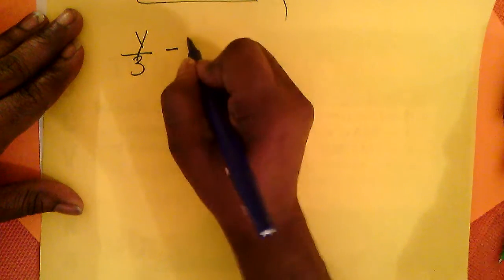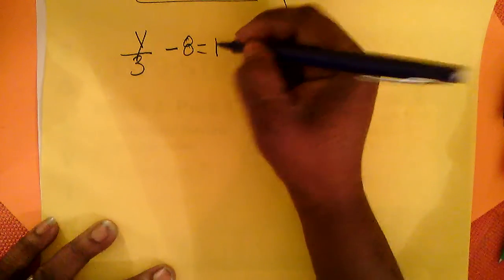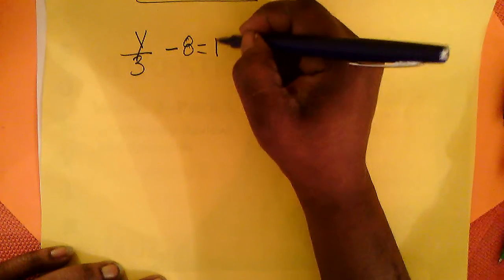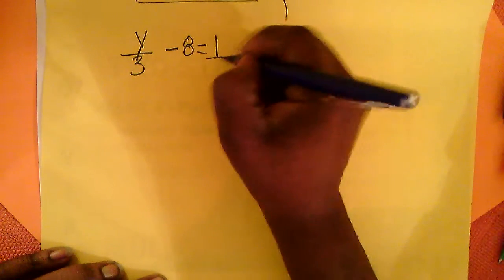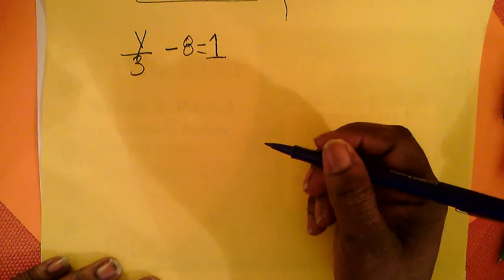We have y over 3 minus 8 equals 1. Now, many of you may say, hey, I don't see that on my page. Where that example is, it's not there. The reason I'm using an example that's not there is so you can do number 2 for practice.